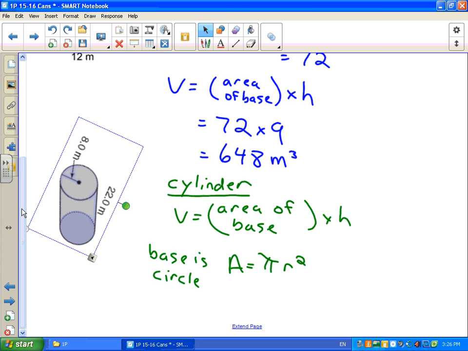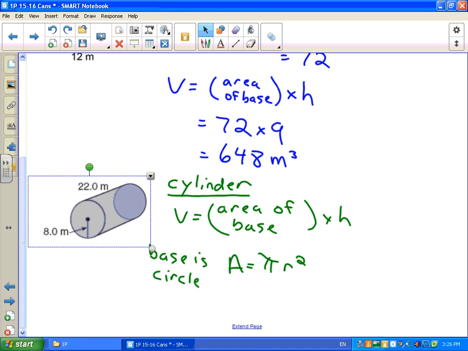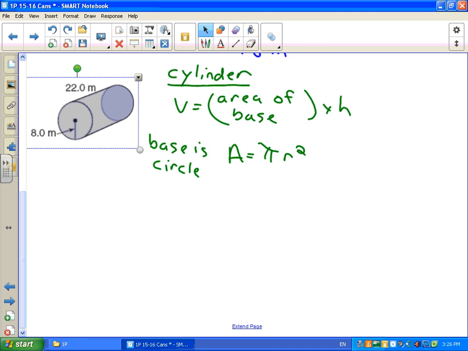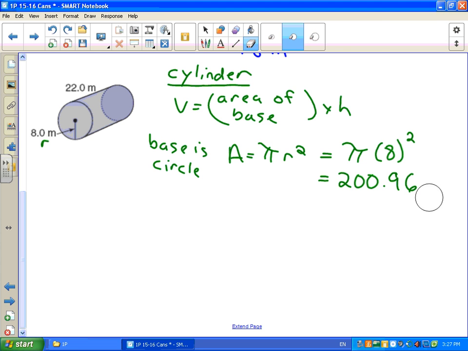So what we need from this thing here is the radius of that circle that represents our base. Well, the radius there is 8 meters. That's our r. So we have pi 8 squared. So the area of the base is going to be, multiply that out on our calculator, 200.96. And our units are not centimeters, but meters. So meters squared.